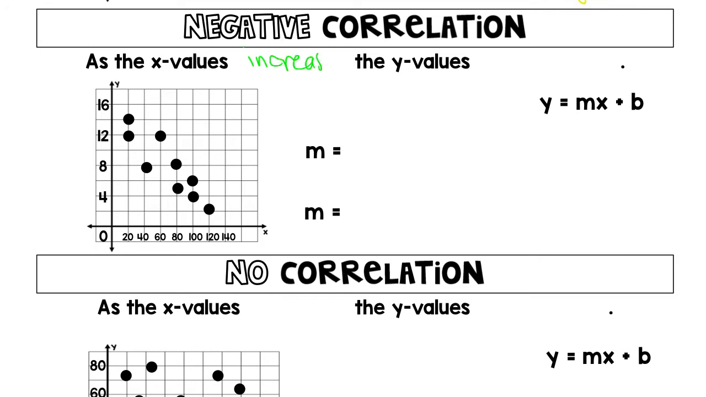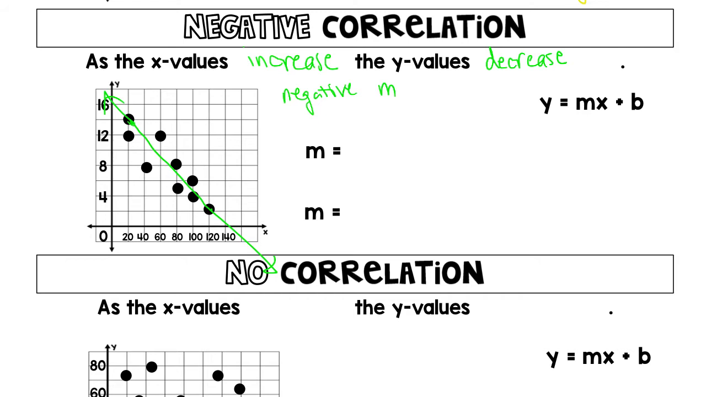As x values increase, the y values decrease. This is also going to mean a negative slope. So if we choose these two outside points, then we can connect those. My line is awful, let me try that again. There we go. Not too bad.